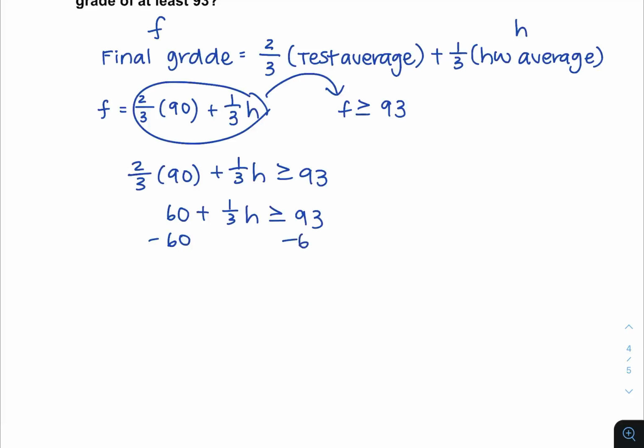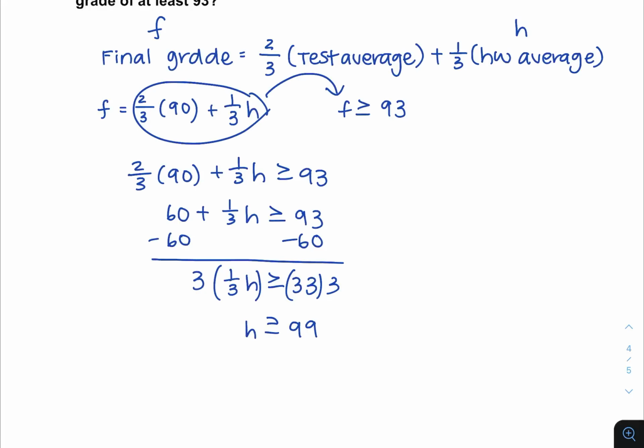And we subtract 60 on both sides, simplifying it to 1/3 times H is greater or equal to 33. And we can multiply both sides by 3, and we get H is greater or equal to 99.